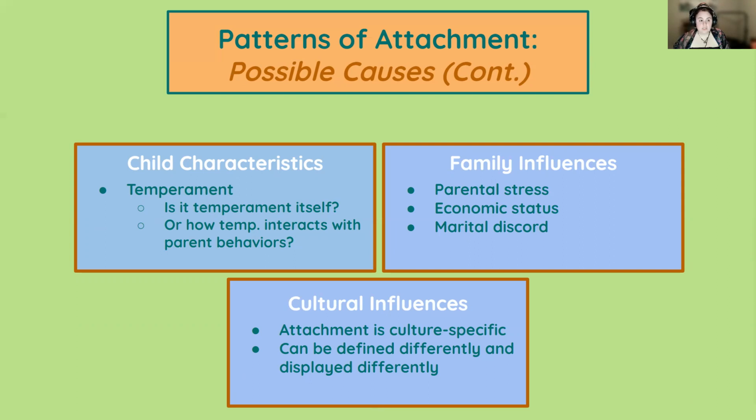We could also think of family influences as influencing attachment styles. So things like parental stress, economic status, marital discord, these could all potentially impact the attachment patterns. And lastly, cultural influences. So attachment is culture specific. Anything really is culture specific, but attachment can be defined differently and occur differently across cultures. We'll talk a little bit more about this later.